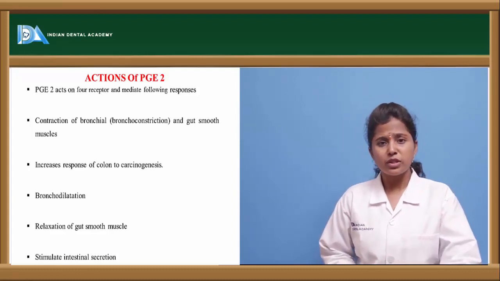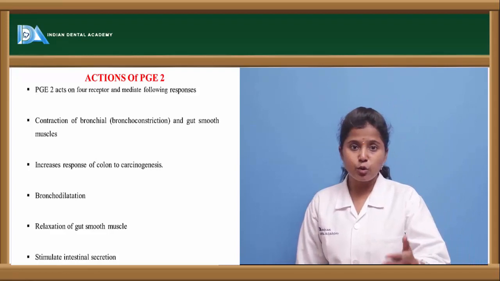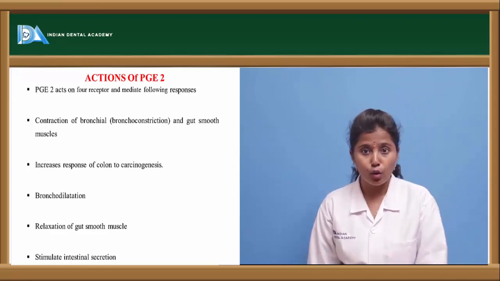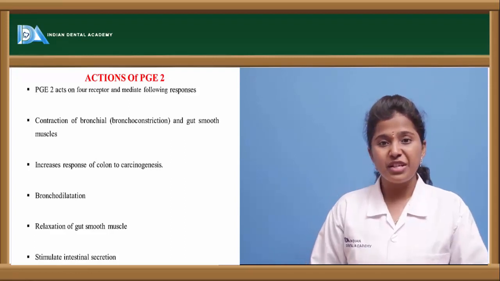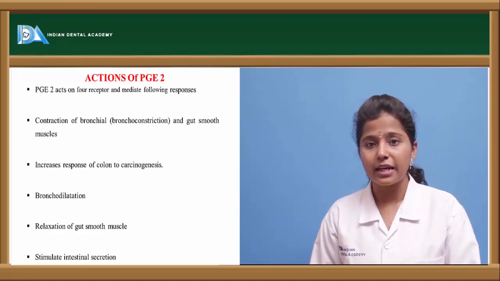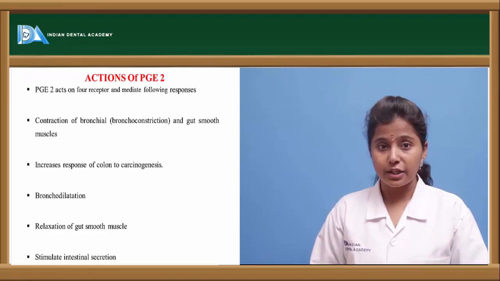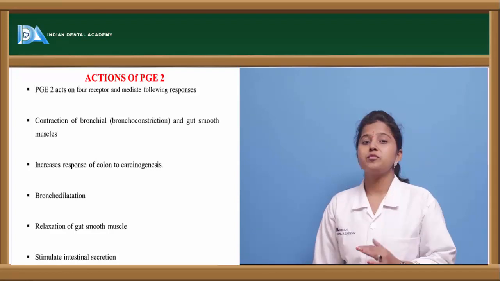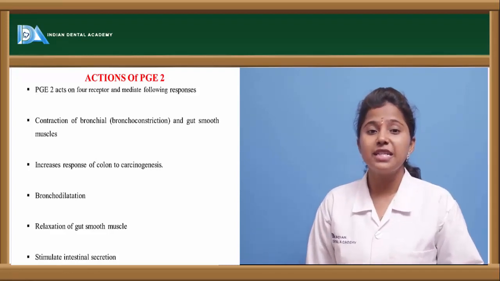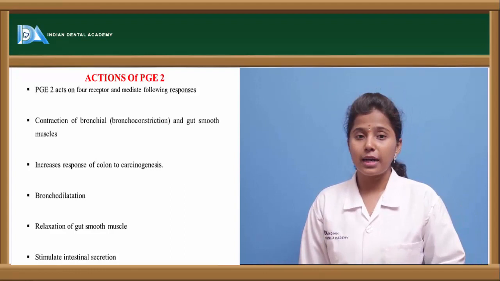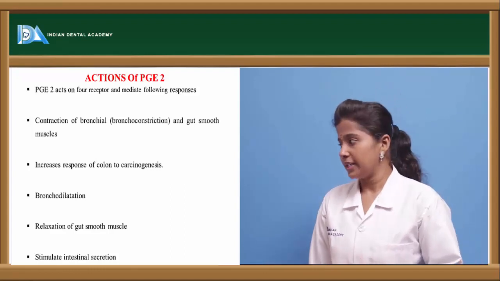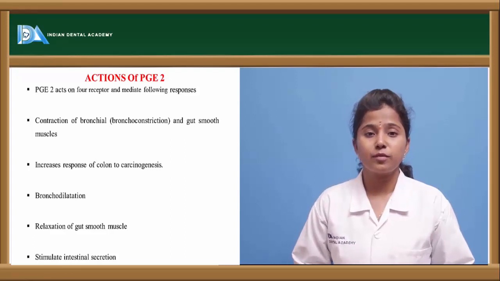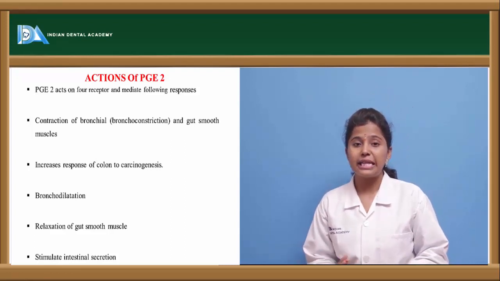And PGE2 further has PGE2 alpha, PGE2A and PGE2B types also. So in these types of PGEs, there are a few prostaglandins which cause bronchodilation. Especially PGE2A causes bronchoconstriction, and the remaining PGE2 class of prostaglandins causes bronchodilation, and it causes relaxation of the smooth muscle, the gut smooth muscle in the abdominal wall or in the gut wall.